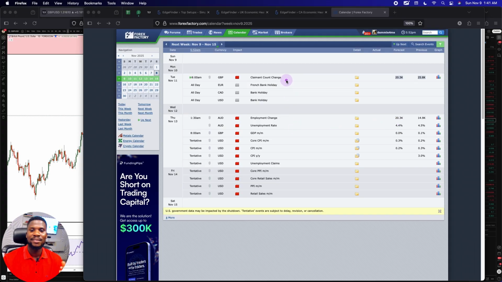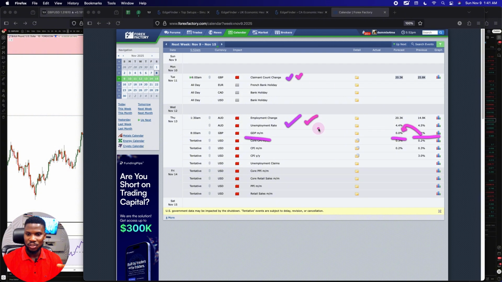Okay, so we have labor data from the UK and Australia, and then we also have the monthly GDP in the UK again. 0.1% expected to drop to 0%. That is not good, guys. That is not good at all. Okay, let's watch out. You might get a surprise. But so far, so good.